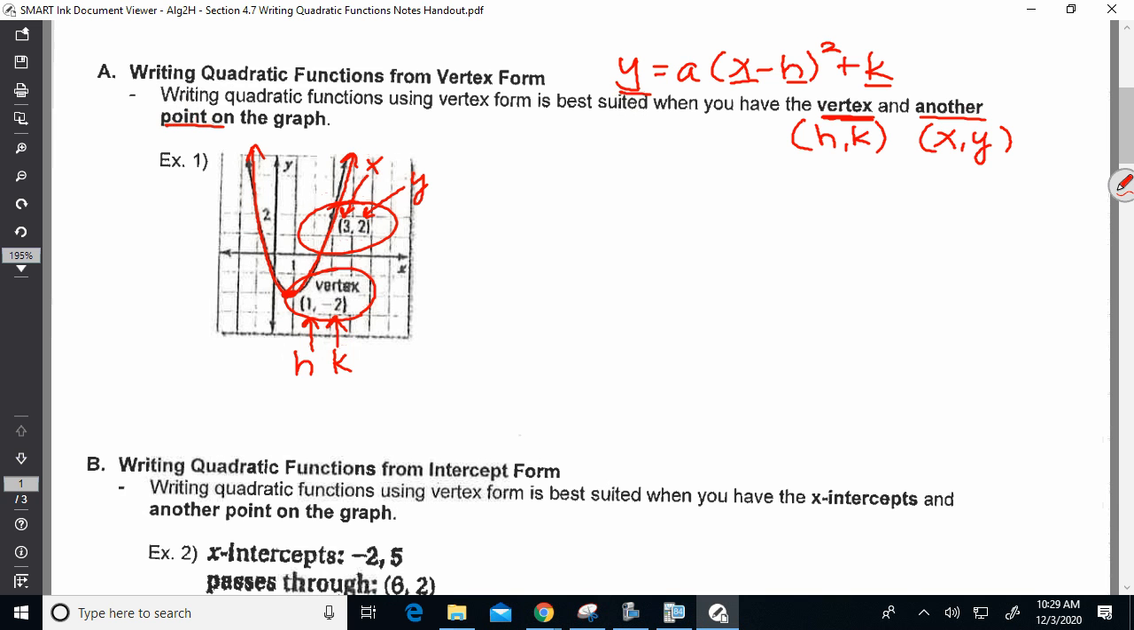So one question that might come up, how do we know which one is the vertex? Remember from the very beginning, the vertex is the highest or lowest point on the graph. So whatever the highest or lowest point on the graph is, that constitutes the vertex. So we have what we need, so let's solve for what we know.